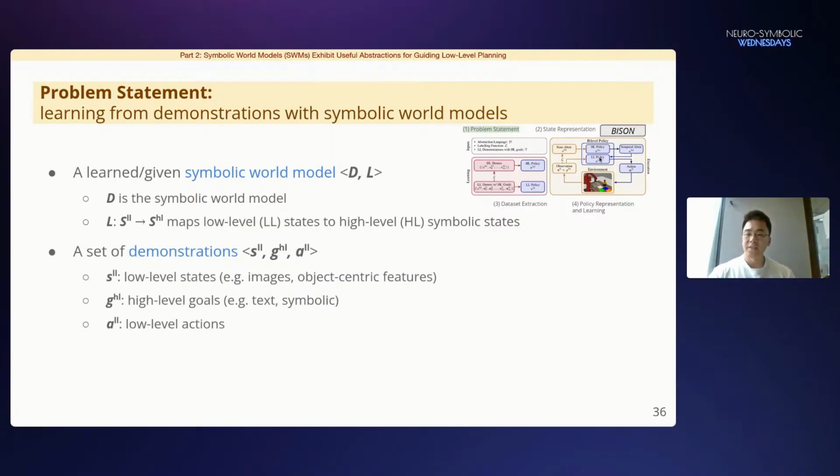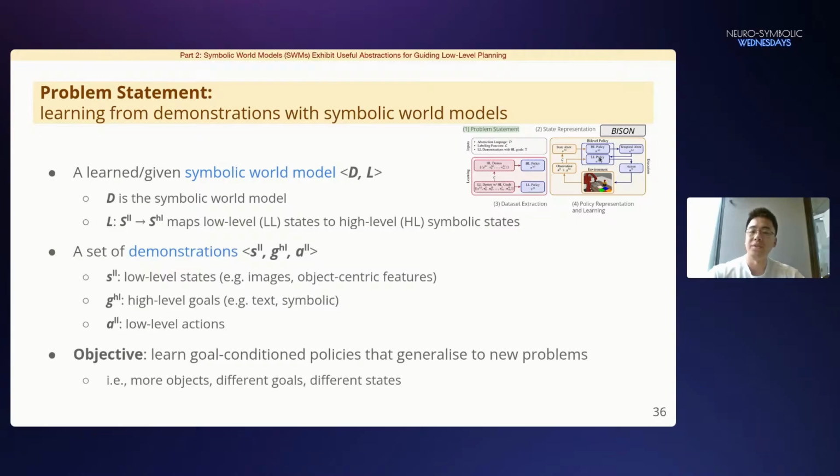And we're also given a set of demonstrations. So these demonstrations are tuples consisting of low-level states such as images or object-centric features or LiDAR scans. And also high-level goals such as given by text. For example, you may tell the robot to clean the table or to pick up the mug and put it somewhere or take out the trash. And we'll have low-level actions. So this corresponds to just the motor or manipulation control of the robots.